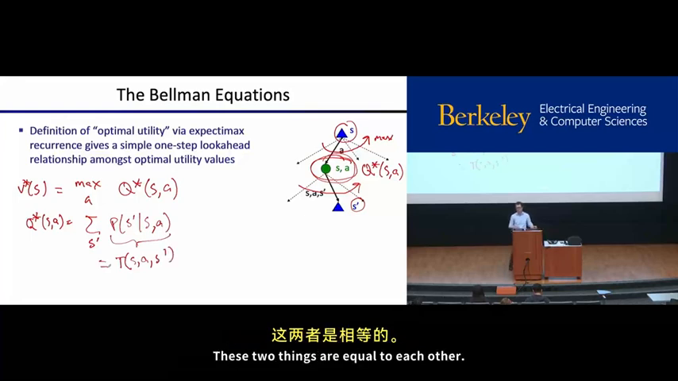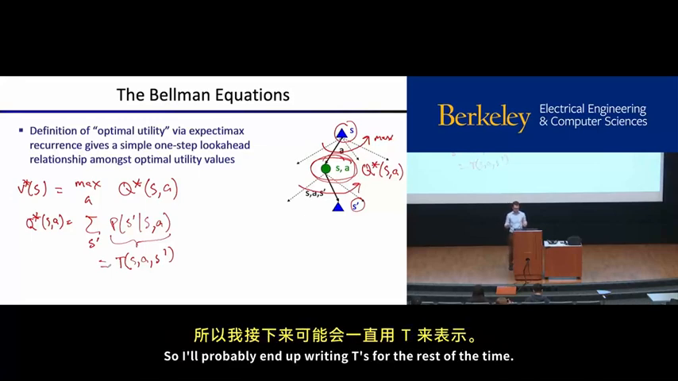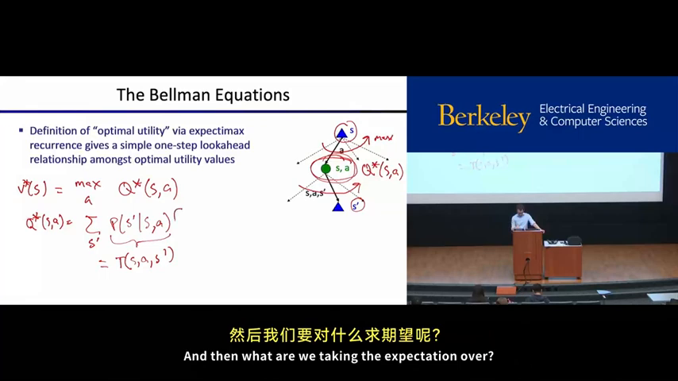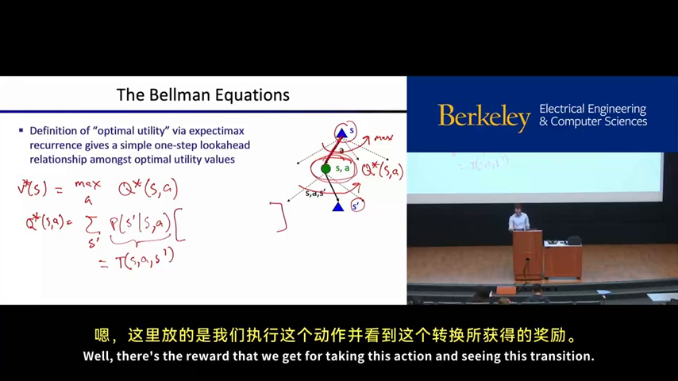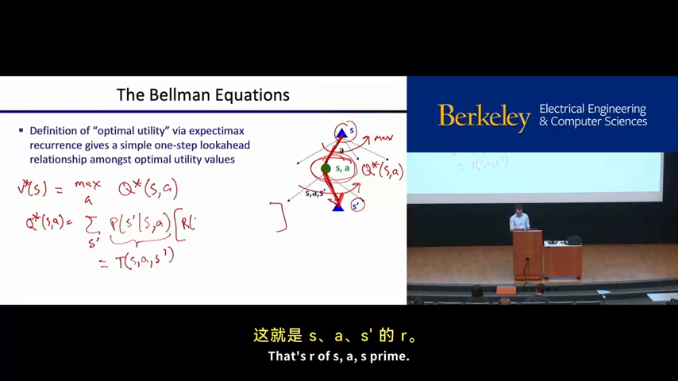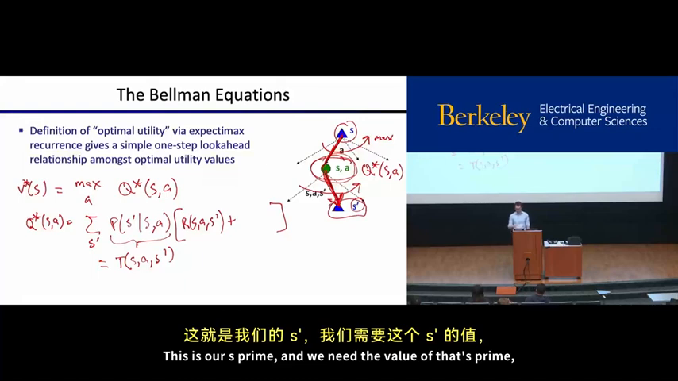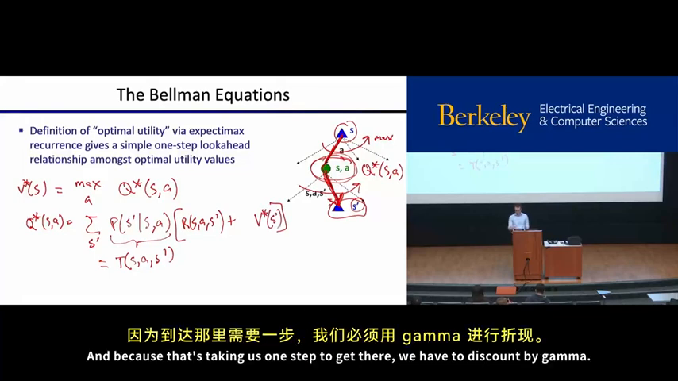These two things are equal to each other. So you can think about it whichever way is more helpful to you. But those two things are the same. So I'll probably end up writing T's for the rest of the time, but just think about that as being a probability. And then what are we taking the expectation over? What goes inside of here? Well, there's the reward that we get for taking this action and seeing this transition. That's R of SA S prime. Plus, we're going to wind up in this state down here. This is our S prime, and we need the value of that S prime, which is just V star of S prime. And because that's taking us one step to get there, we have to discount by gamma.